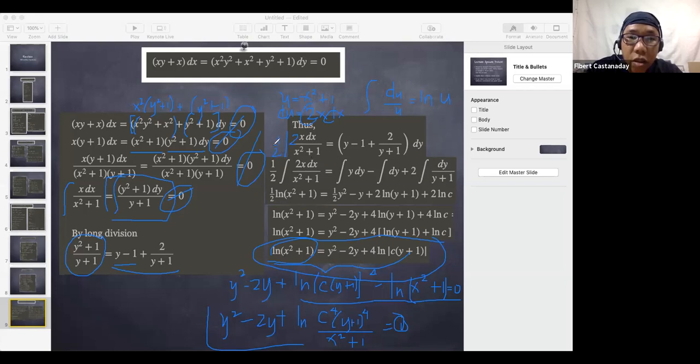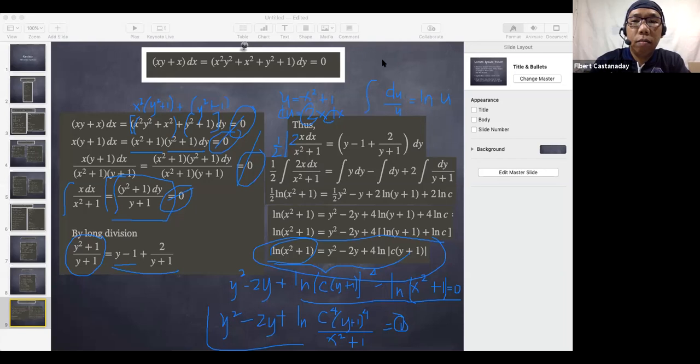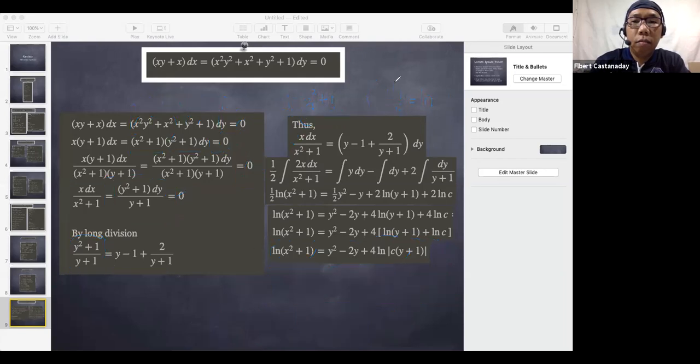So that's all there is to it. Or you can do substitution, right? The x dx is equal to what? du over 2. So that's why you have 1/2 there. Did you get it? So, 2 divided by 2 is 1. Thank you, sir. Okay, any questions? None?